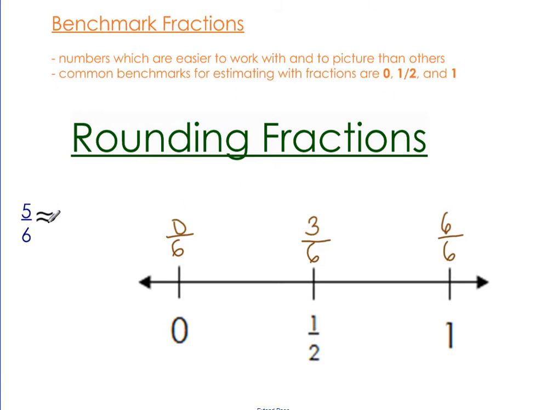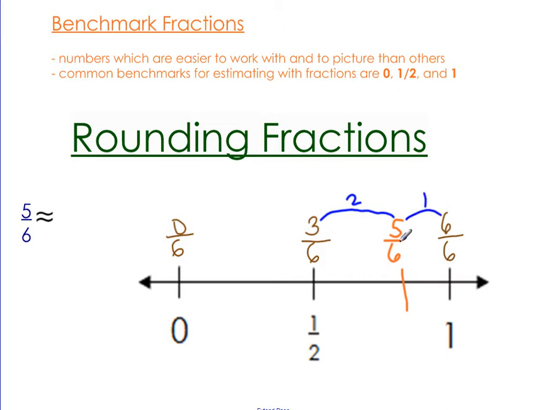Next, we determine where 5/6 goes. If this is 0/6 and this is 3/6, then I would know that 1/6 would come about here and 2/6 would be here. So 5/6 would probably end up about here. That's where 5/6 would be on the number line. Next, I'm going to determine the distance between 3/6 and 5/6 and between 5/6 and 6/6. I'm just going to do the distance between the numerators. Between 5 and 3 there is a distance of 2, and between 5 and 6 the distance is 1.